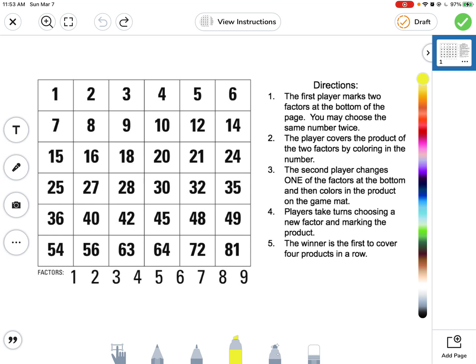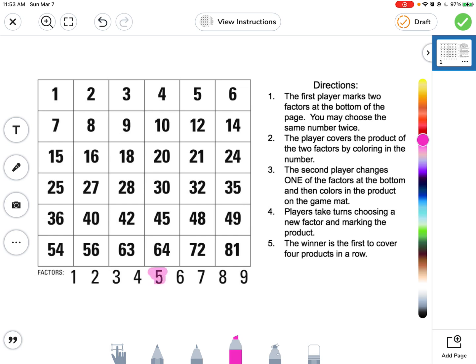So here's a reminder for those of you who played it before how to play, and those of you who have come to Floodbrook after we played this game, here's how to play. So you're going to get a partner, and you're going to have two different colors, so you can go back and forth between two colors. And the first player, we'll have the first player be me in this example, is going to choose two factors at the bottom of the page. I can use the same factor if I want.